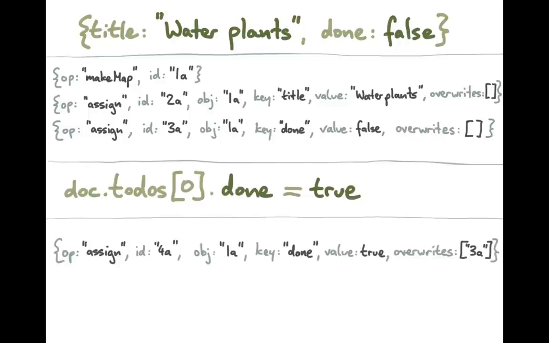Then later on, if we come along and update that done field, we indicate which operation overwrites which previous operation. The idea here is that each object is identified by the ID of the operation that created that object. You can think of it almost like a reference or a pointer in a programming language, but in a way that works across machines. Likewise, when you update the done field, there's an overwrites field which says which prior value of that same key is being overwritten. This allows us to tell the difference between two overwrites that happened one after the other and two writes that are concurrent.